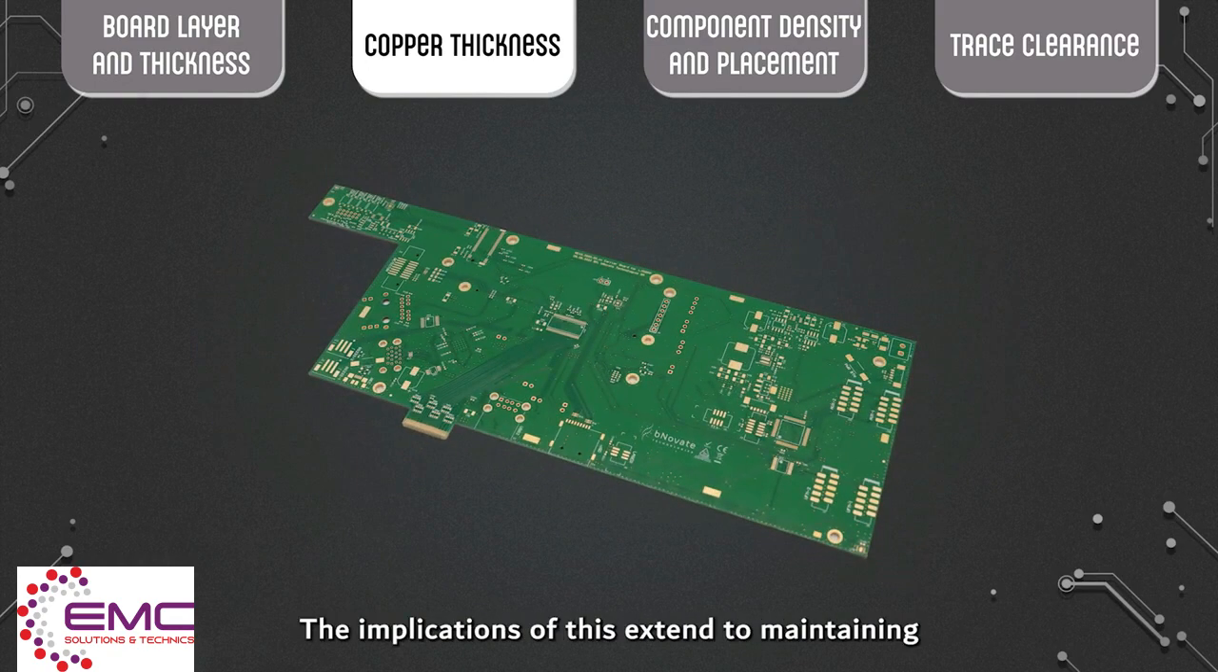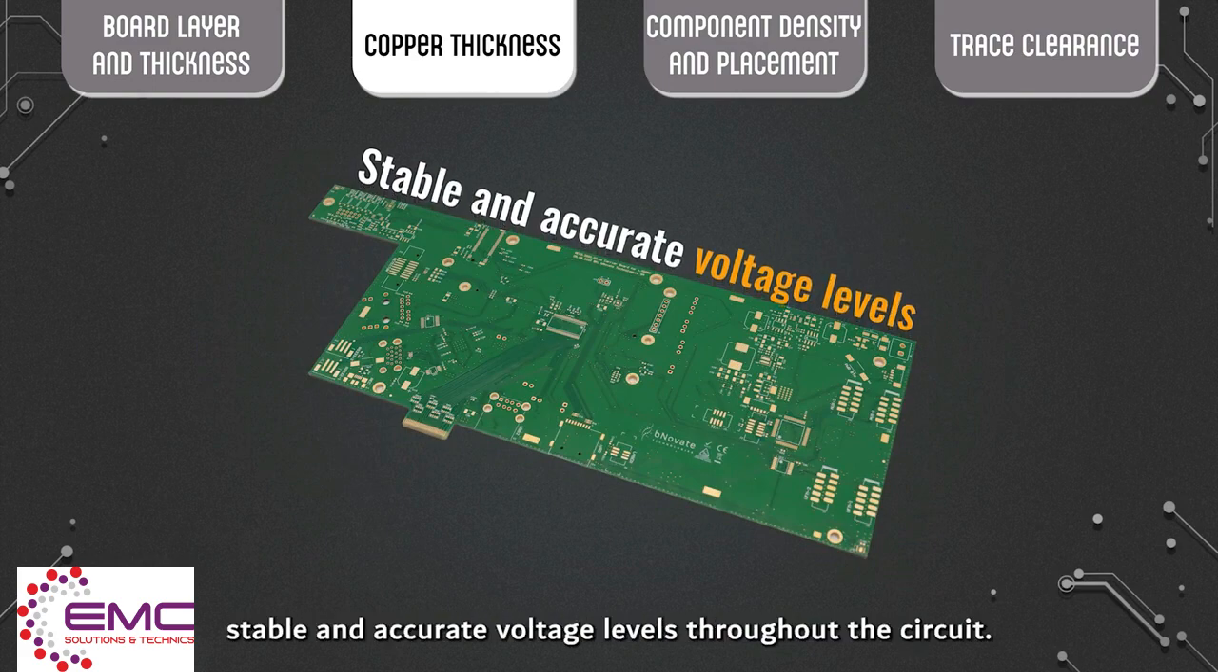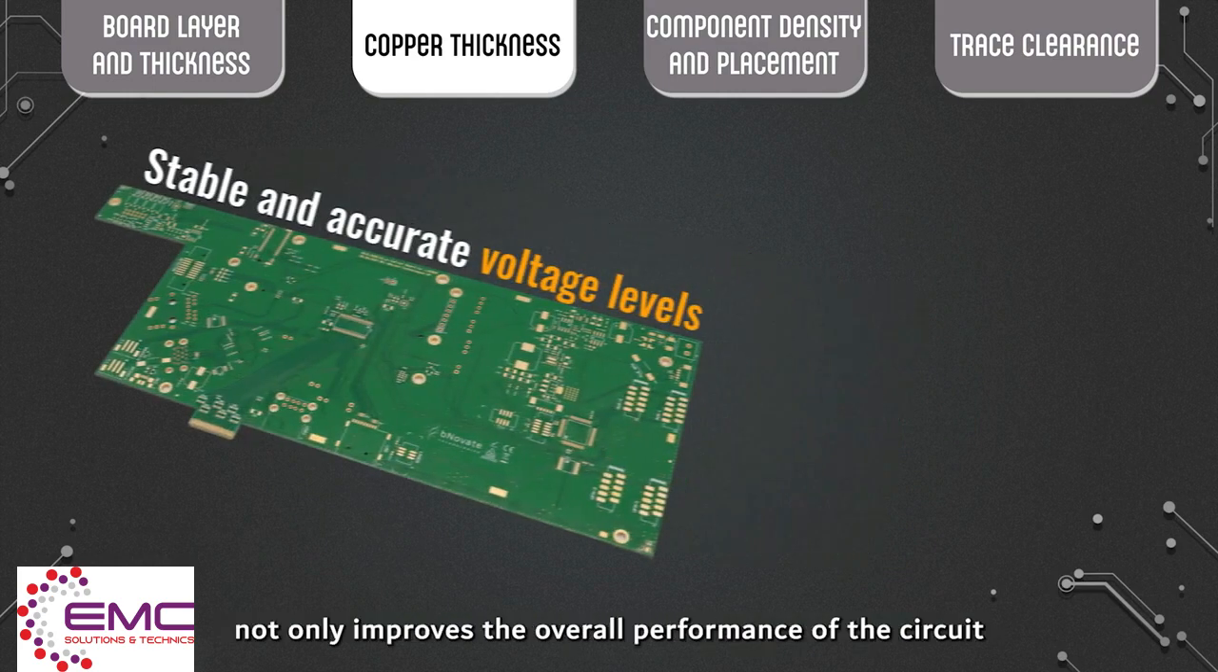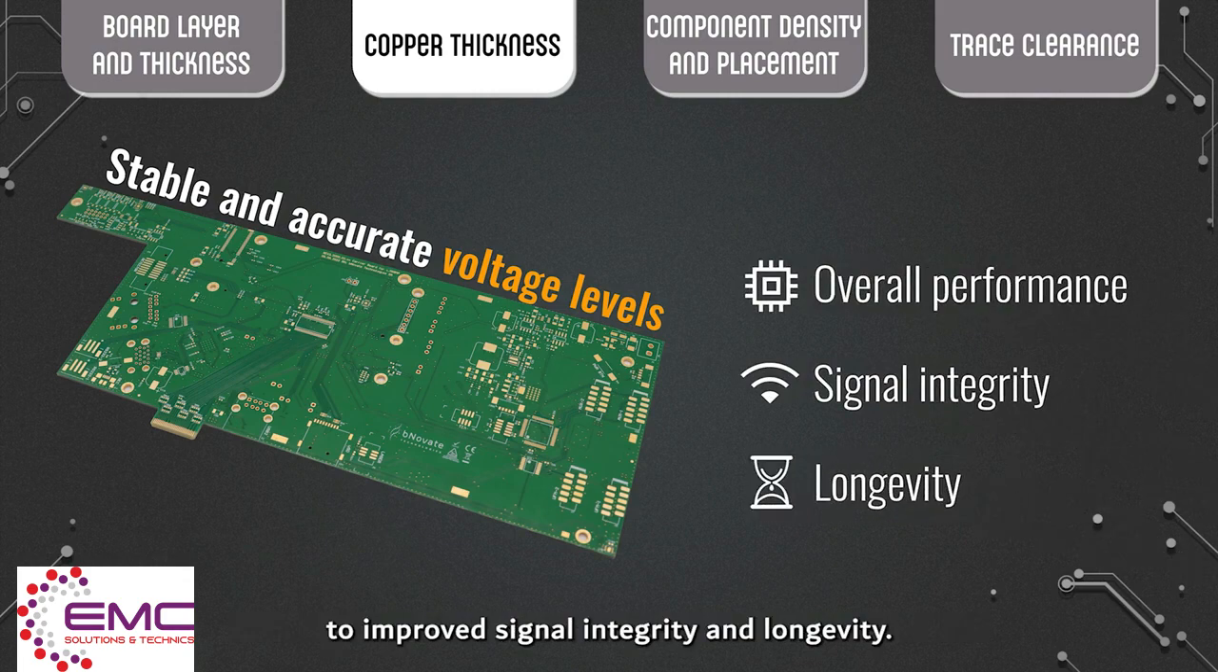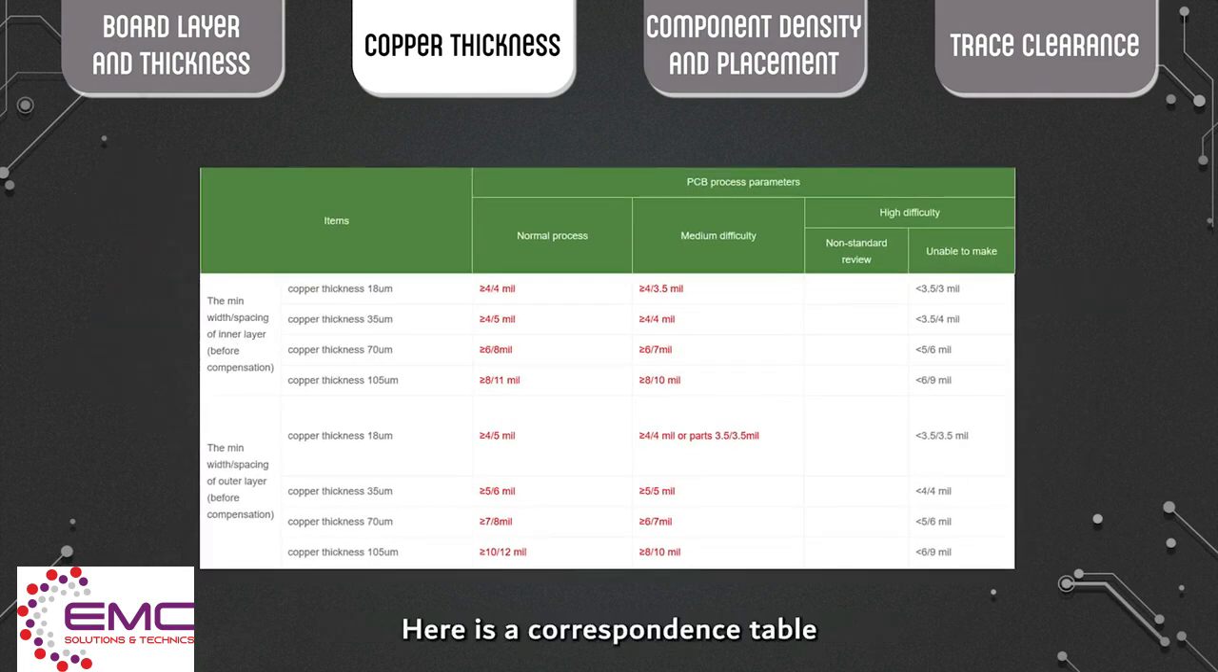The implications of this extend to maintaining stable and accurate voltage levels throughout the circuit. The enhanced current carrying capacity not only improves the overall performance of the circuit but also contributes to improved signal integrity and longevity. Here is a correspondence table between copper thickness and trace width.